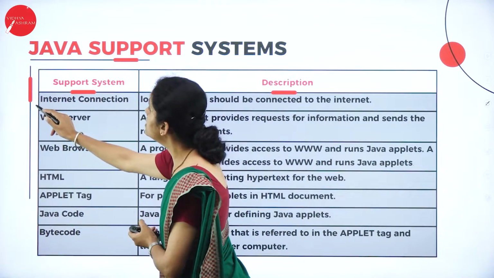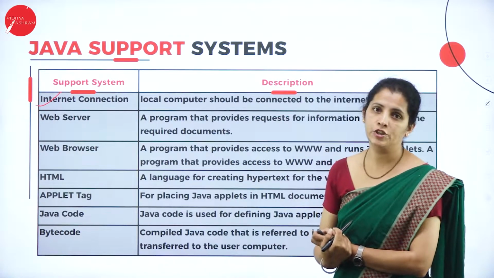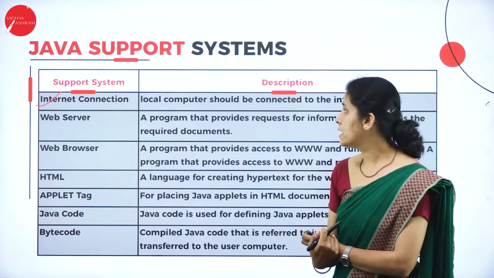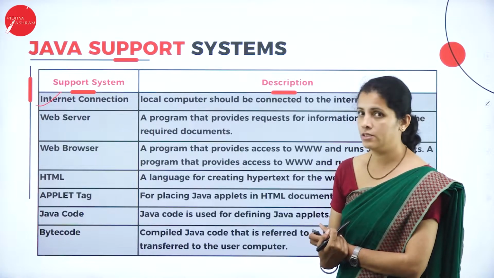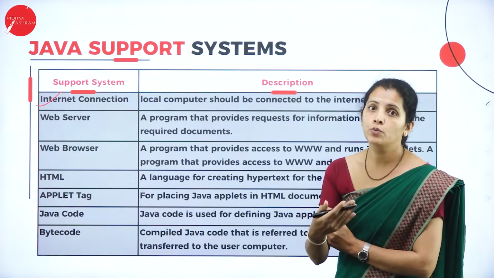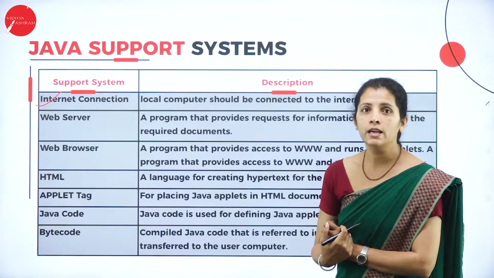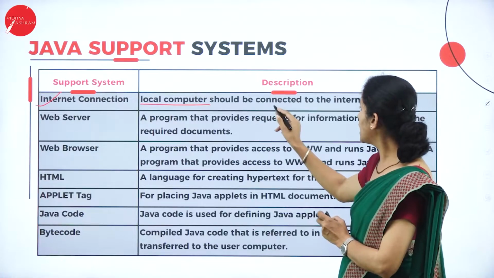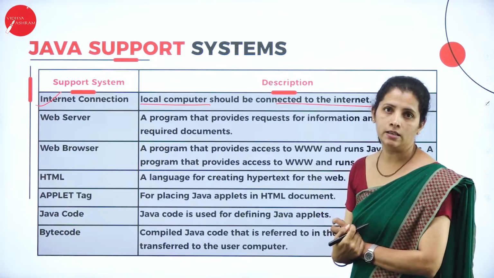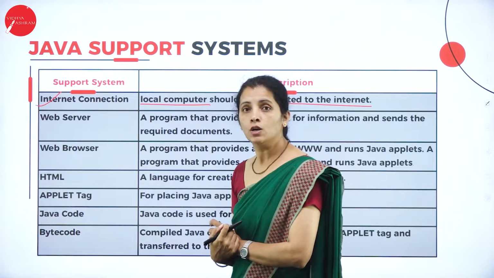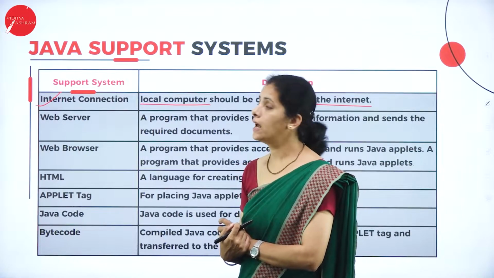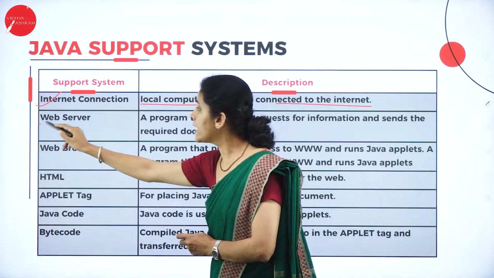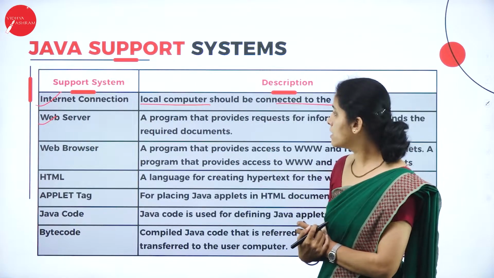So here first I require an internet connection. Suppose I'm going to run applet programs, then I require an internet connection. And where am I going to provide the internet connection? To my local computer. So the local computer should be connected to the internet. Then the next thing I require here is a web server.